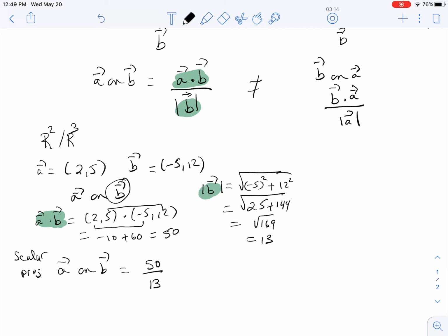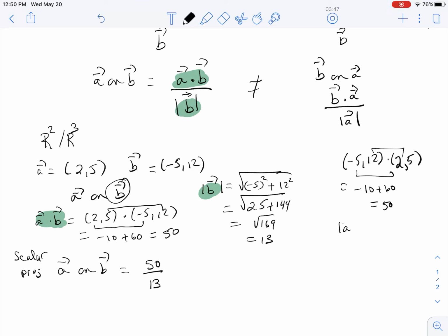Now if I wanted to do B onto A, well, I already said that those are not equal, so let's just make sure about it. So again, I still have to do the dot product. I'm going to go B dot A, that's (-5, 12) dot (2, 5). That's going to be -10 and 60. Now, A dot B is equal to B dot A, but the projections aren't equal. So I'm going to get 50.